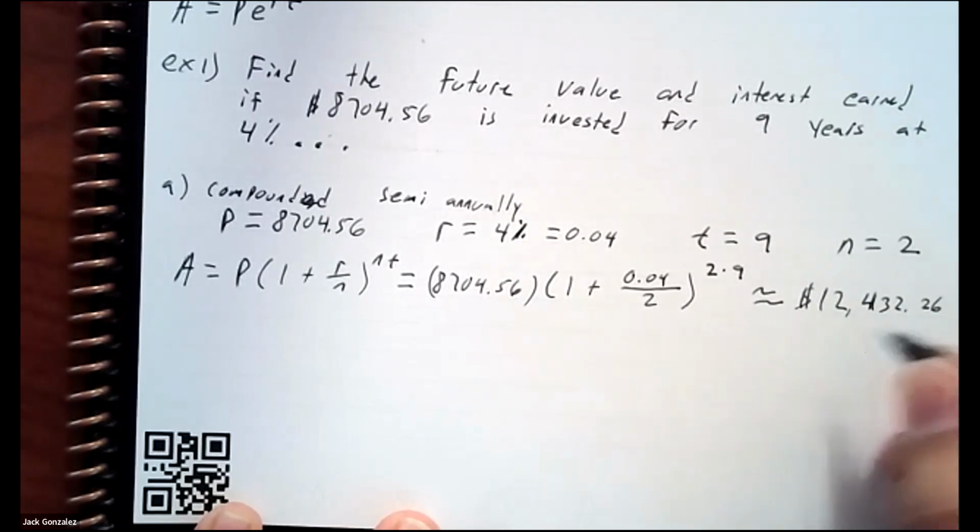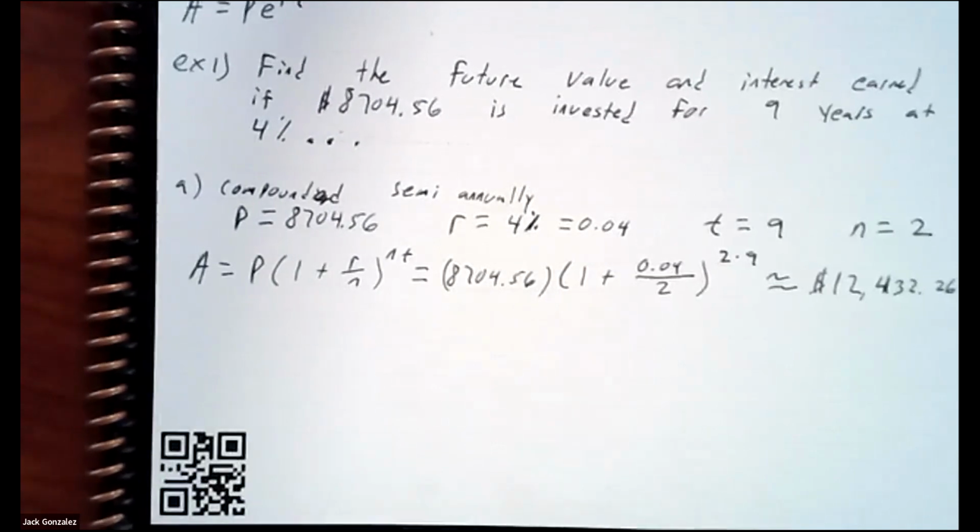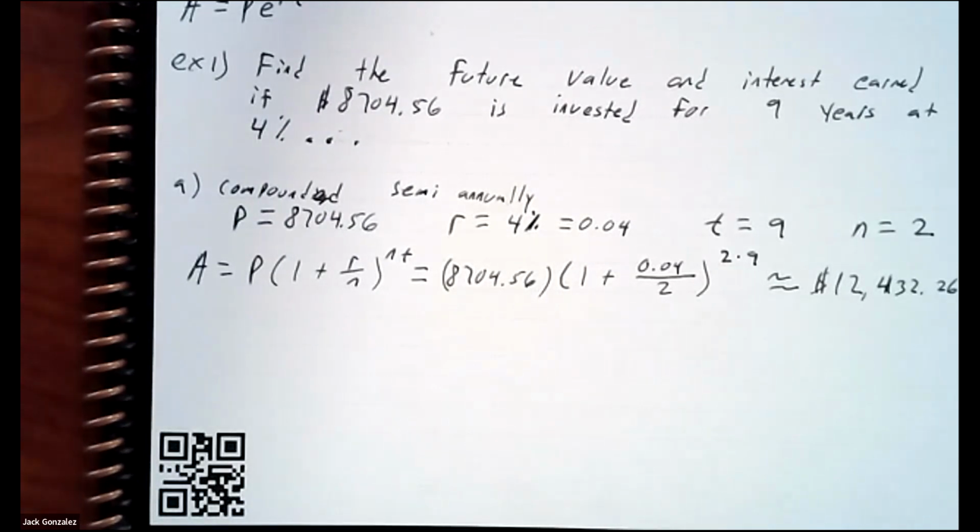Yeah. That's it. We're doing nothing. That's just a total, that's the grand total. So you put in 8704. It's just $3,700 of growth, for 9 years.